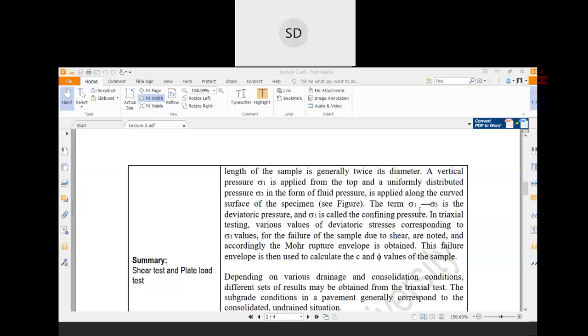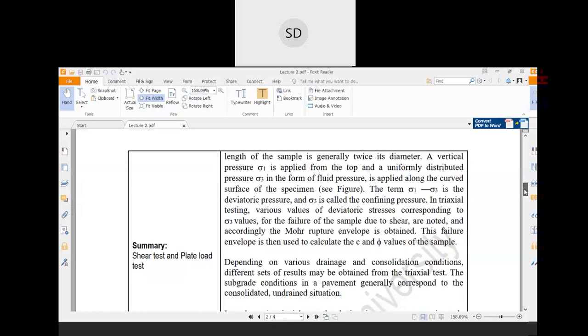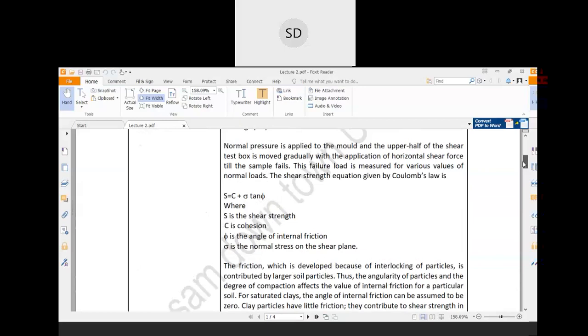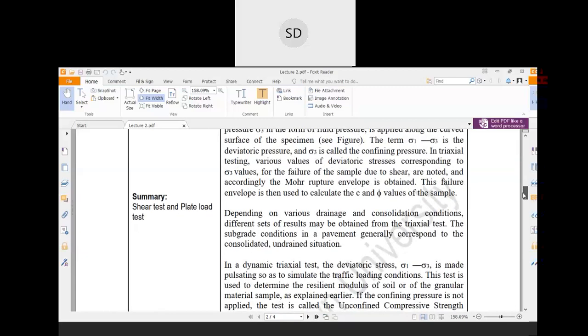So in the triaxial testing, various values of deviatoric stress corresponding to sigma 3 values for the failure of the sample due to shear are noted. Now this envelope, the failure envelope, is then used to calculate the C and phi values. So from the triaxial test, whatever values you get will be used to find out C and phi for your formula, that is S equal to C plus sigma tan phi.